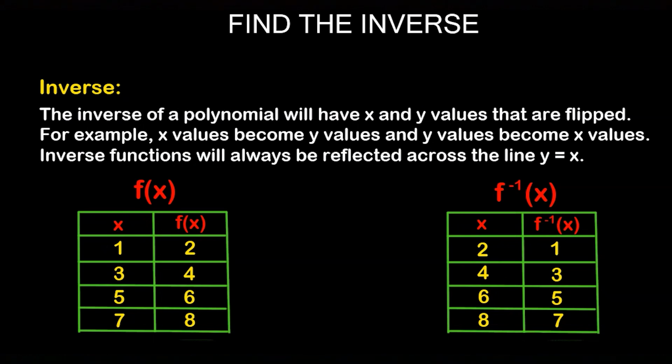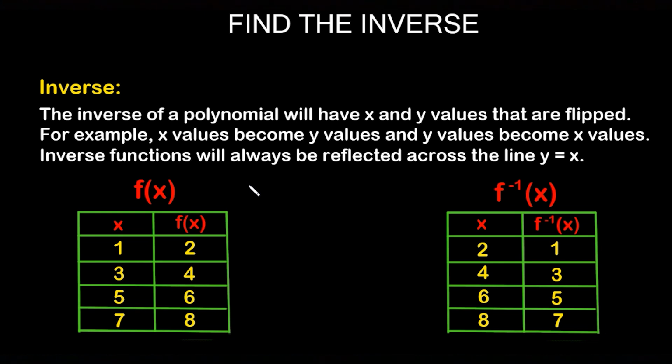Okay, so in this example, we're going to be talking about how to find the inverse of a function. Now, this is pretty straightforward. All the inverse means is that your x and y values are going to flip. So when you have an original function, we'll just say f of x, and you find the inverse of that function, f inverse of x, the x values and the y values are going to end up flipping.